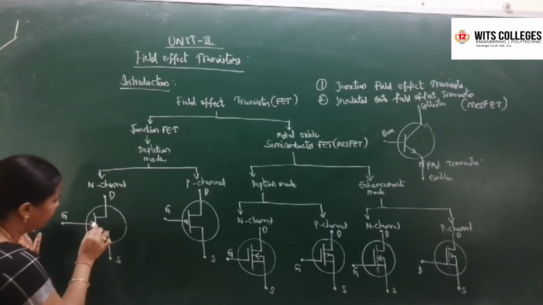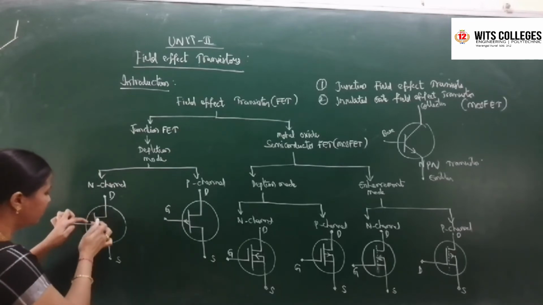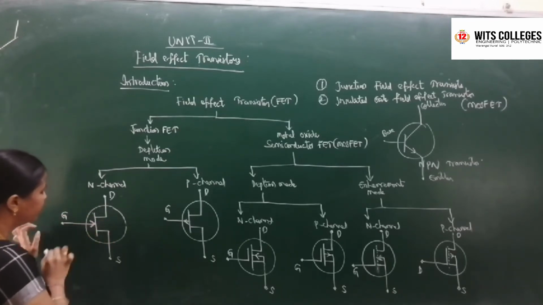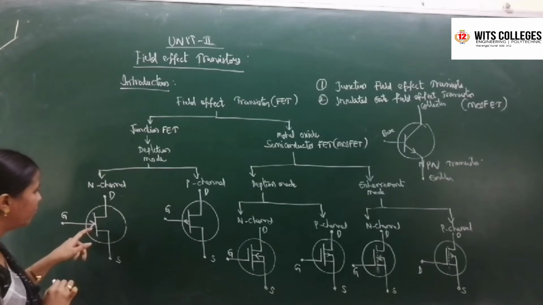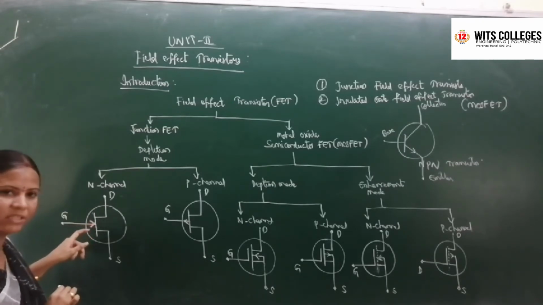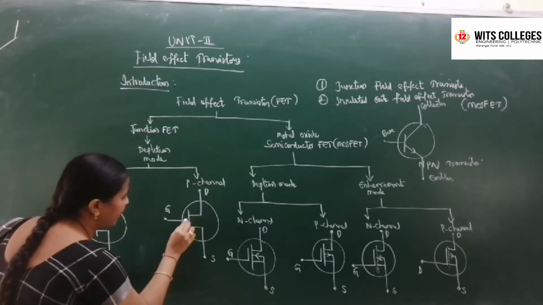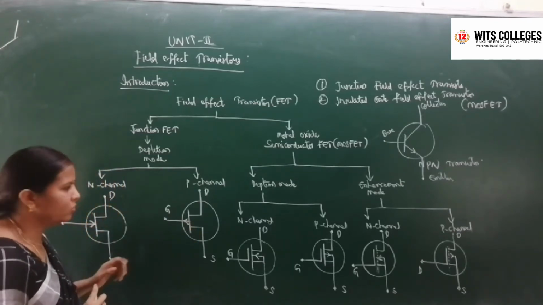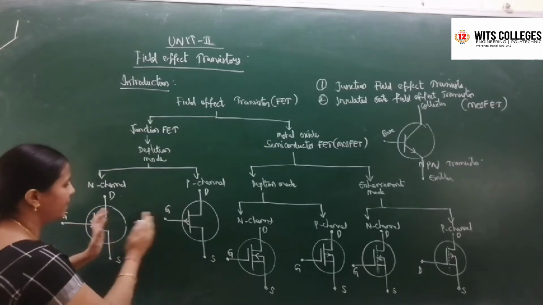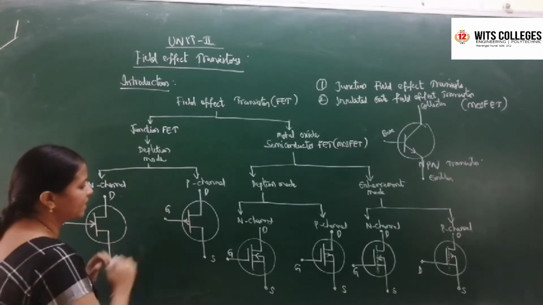Correct, the arrow mark must be exactly in the middle. It should not be above or below, exactly in the middle. So the arrow mark being inside indicates N channel JFET. Here the arrow mark at the gate terminal is outside. So this indicates P channel JFET. That is the main difference between N channel and P channel JFET.